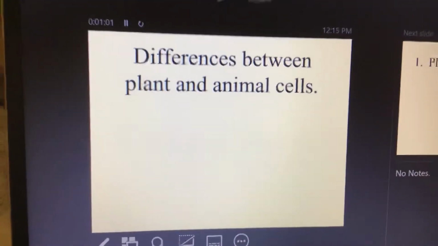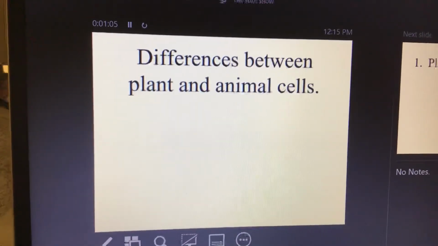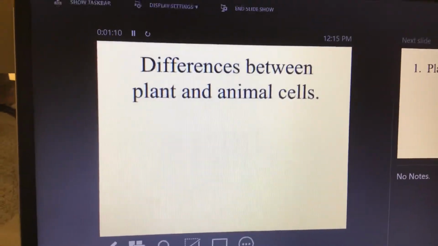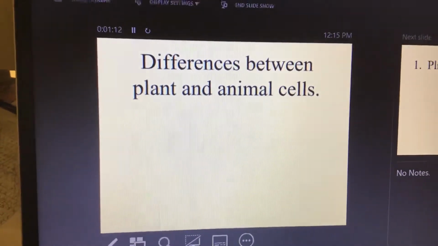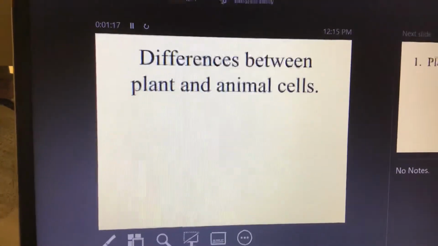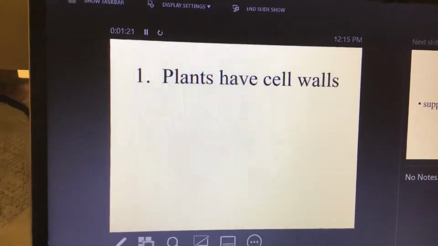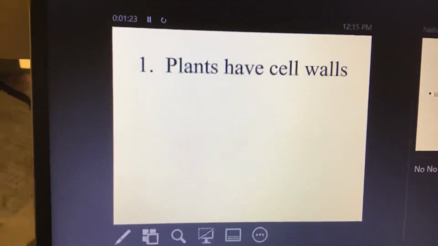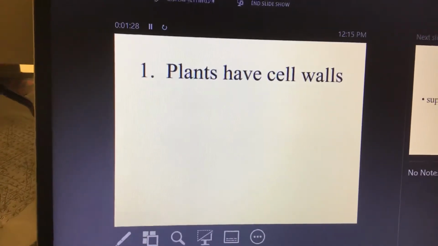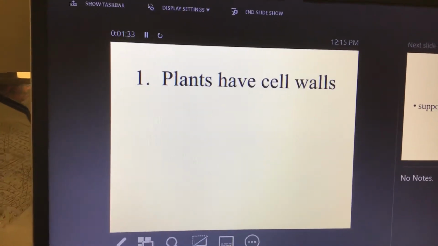There are three main differences between plant and animal cells. Hopefully on our lab on Monday you'll be able to see the differences, or at least some of them, how they do look quite different. And I'm guessing this is review from last year. The first major difference is plants have cell walls. Plants have cell walls inside the cell membrane.